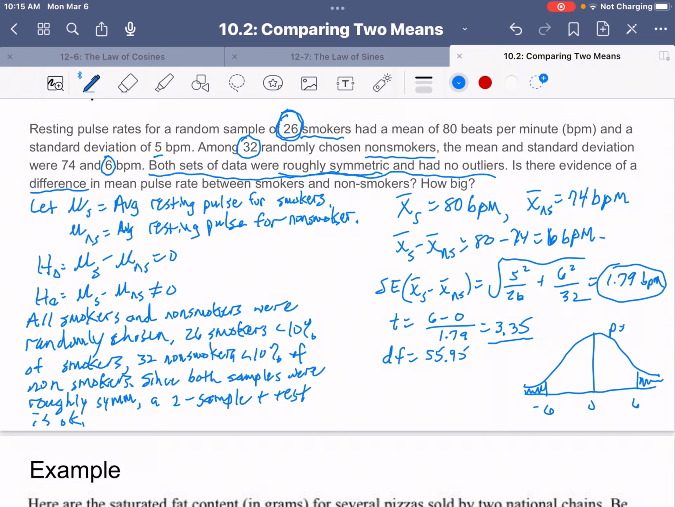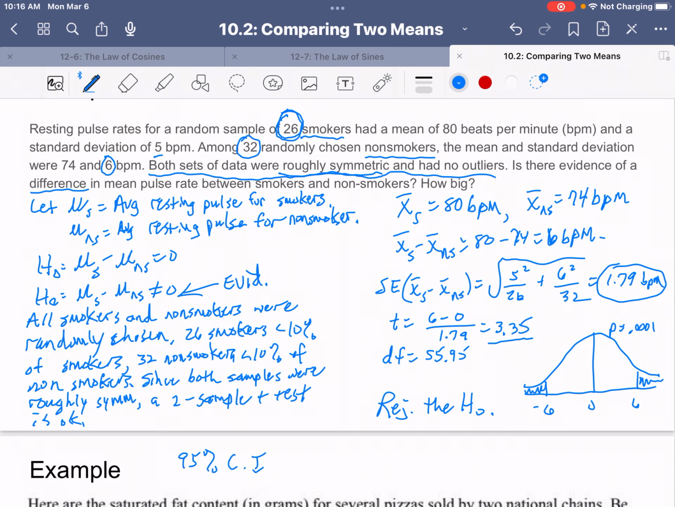P-value is 0.0001, incredibly small. So what are we going to do? We are going to reject the null hypothesis. Hopefully you're writing more. Since the p-value is smaller than the significance level of 0.05, I reject the null hypothesis. So does that mean that there's evidence that there is a difference in the resting pulse rates of smokers and non-smokers?